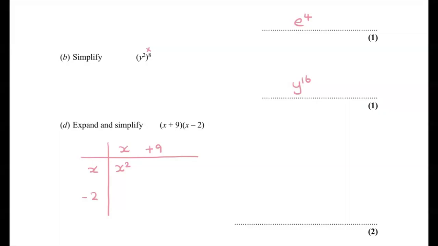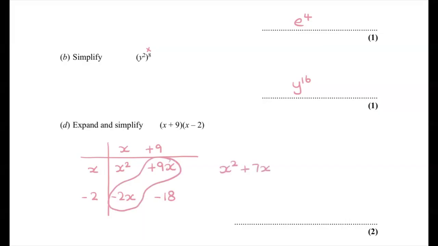Minus 2 times x is minus 2x. And then minus 2 times 9 is minus 18. And then we collect it all through. We've got 1x squared. In the middle, we've got 9x take away 2x, which is a positive 7x. And then we've got our minus 18.